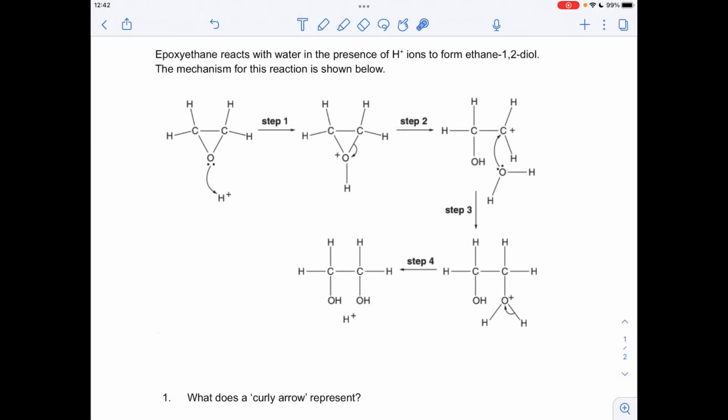Okay, so question 1, what does a curly arrow represent? So we've got 4 shown in the mechanism. So they all represent the movement of a pair of electrons.